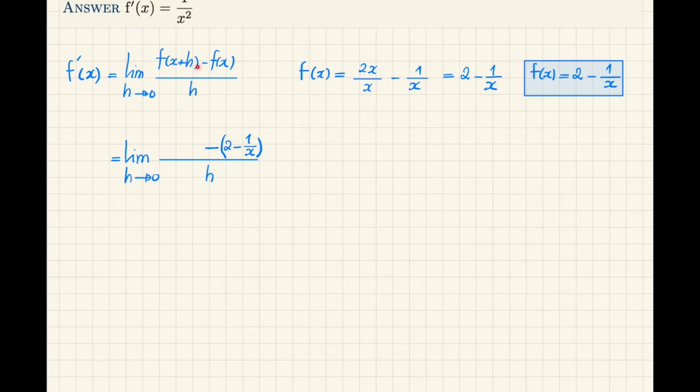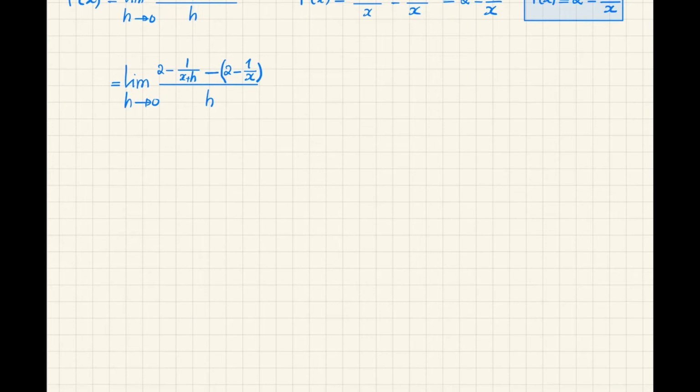But for this part, what I need to do, I need to go to my function f, replace every x in the function with x plus h. So when I go to my function, there is only one place that I see x. I take it away and replace x with x plus h. So it becomes 2 minus 1 over x plus h. And then I have to calculate this limit.